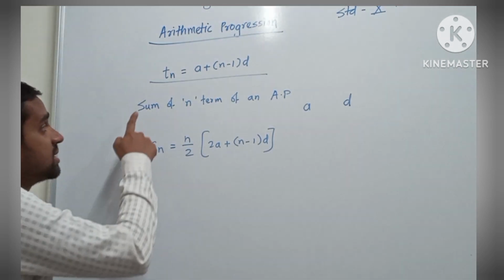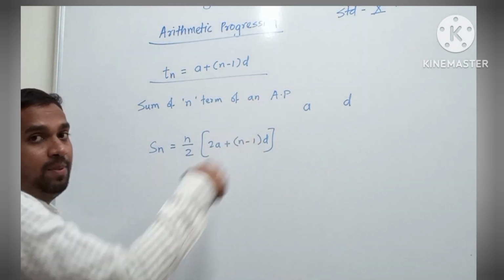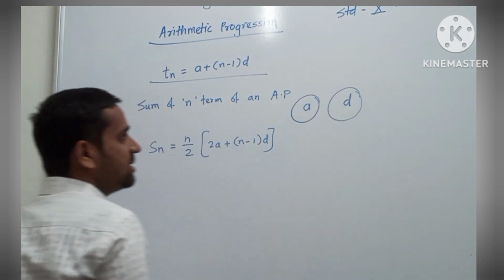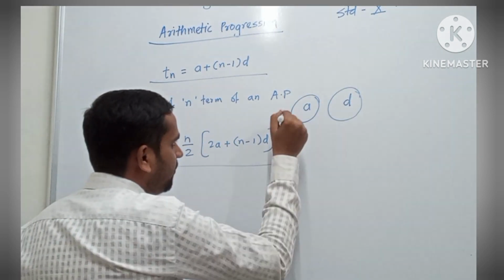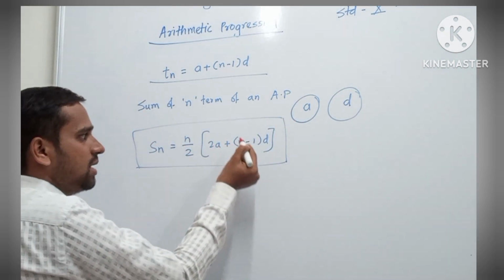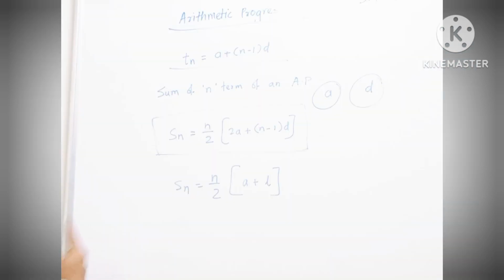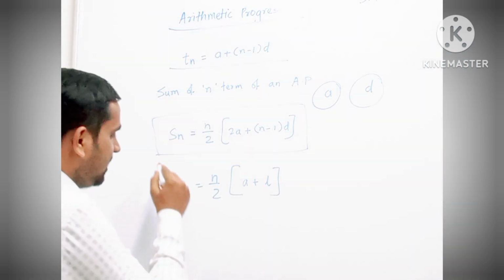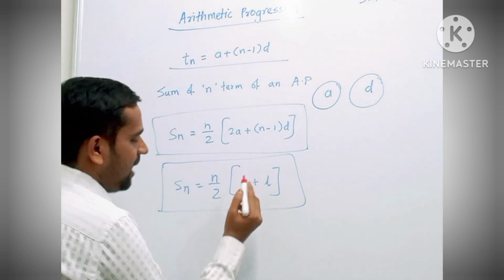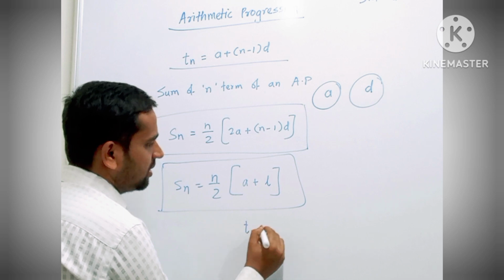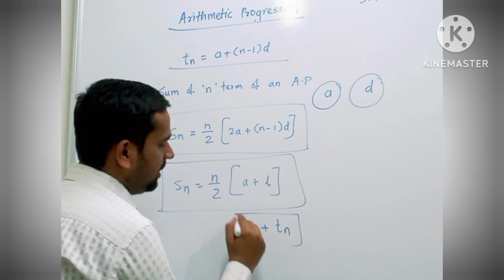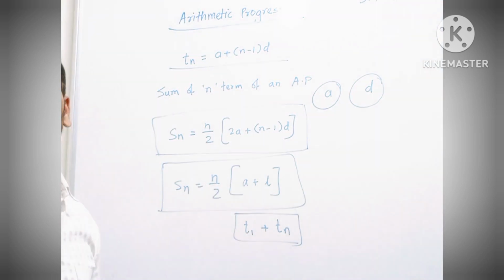Now we have to find the sum of n terms of an AP. When the first term is a and the common difference is d, we use this formula for Sn: Sn is equal to n upon 2 into (2a plus (n minus 1)d). There is another formula also for Sn: Sn is equal to n upon 2 into (a plus l). Here a is the first term T1 and l is the last term of that AP. So we can use these formulas for solving the examples.